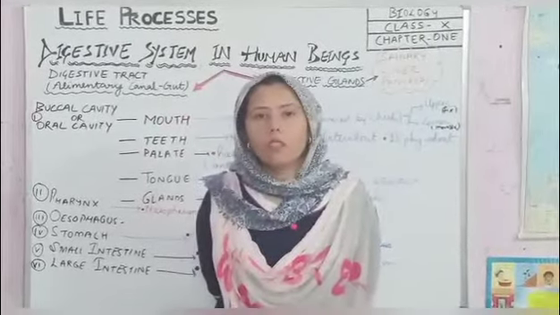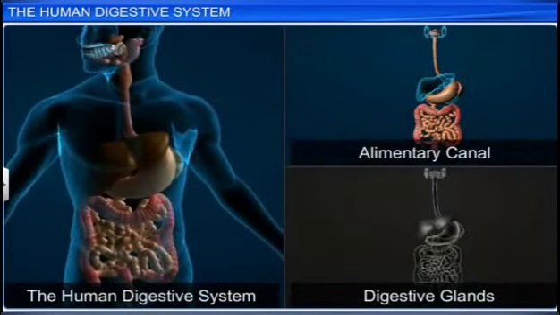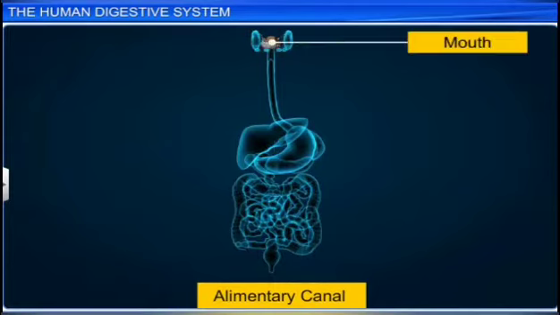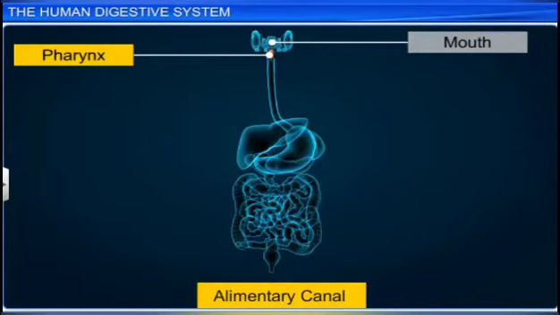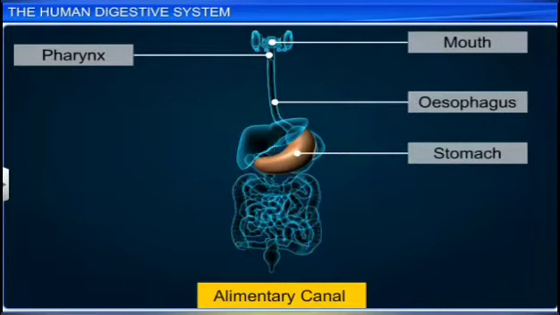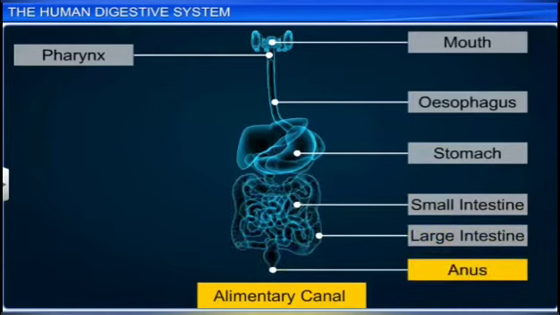So students, watch this video clip. This is the alimentary canal or the gastrointestinal tract and the digestive glands. The alimentary canal, the long pathway through which food enters the body and solid wastes are digested, includes organs such as the mouth, pharynx, esophagus, stomach, small intestine, large intestine, and anus.